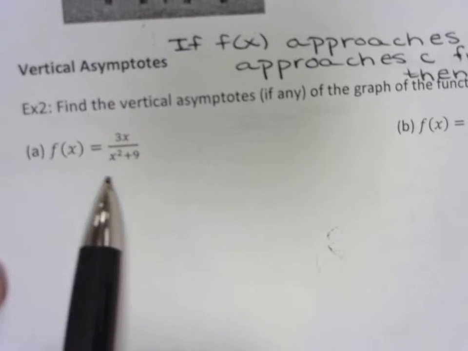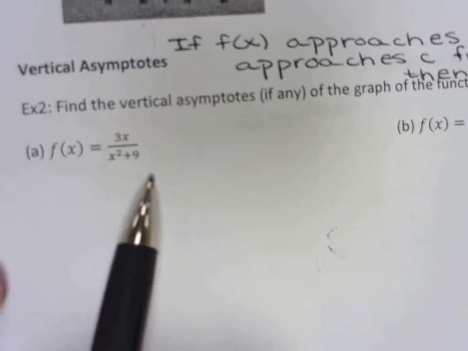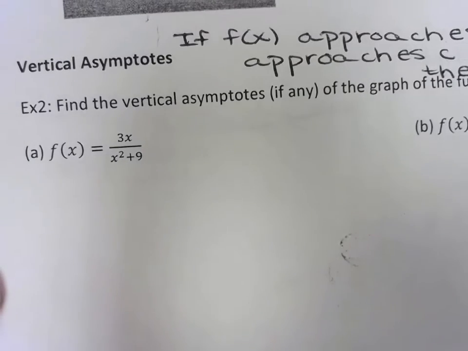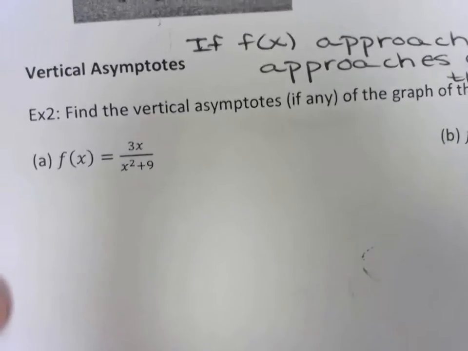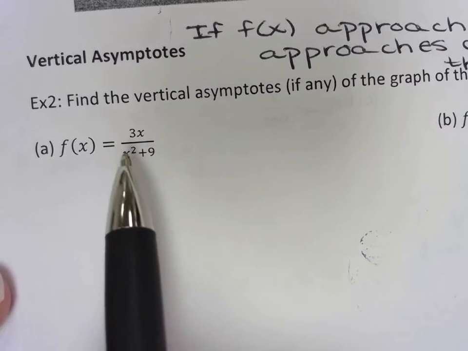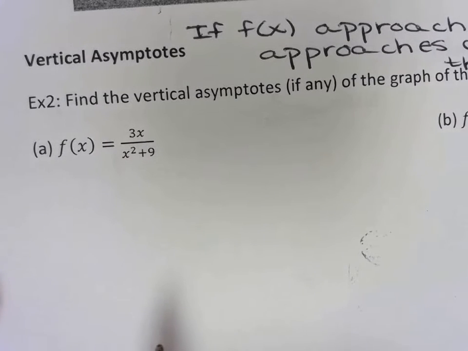So as I look at this, I have a rational function. I know my vertical asymptote will be where the denominator gives me 0. So as I look at this, will there be any x values that, if I plug them in, will give me a 0 in the denominator?